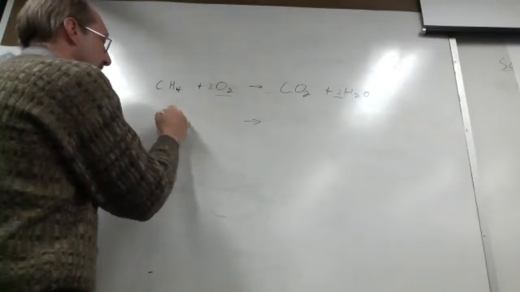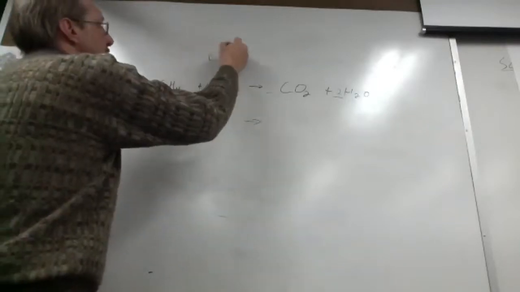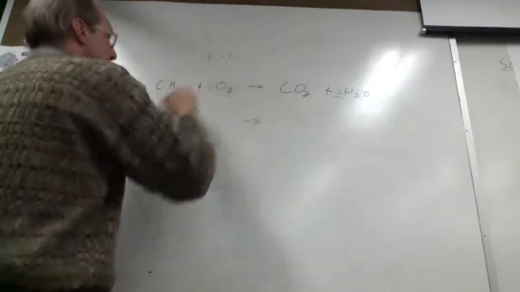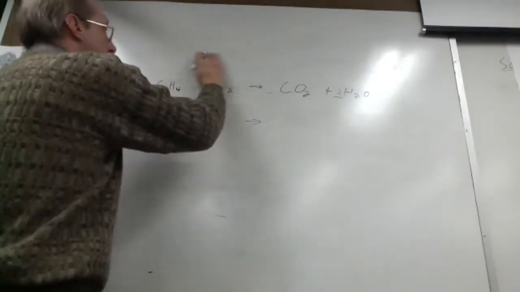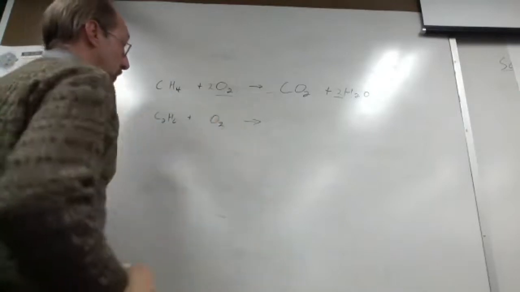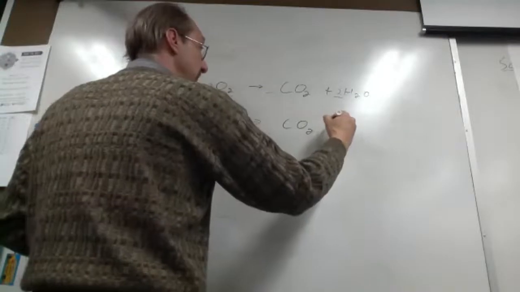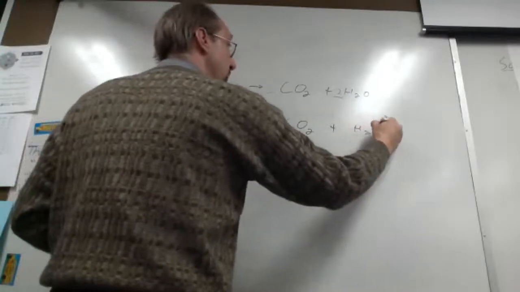Okay. One of the tricks to balancing these, and you'll run into this problem once in a while. Suppose we have C2H6, I believe. That's what you're going to wind up with in hydrogens. Again, one of the reactants is always going to be O2. Your products are always going to be CO2 and H2O.